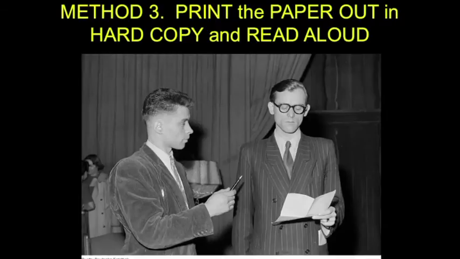Method 3, print the paper out in hard copy and read aloud. Usually, this method will enable you to spot careless mistakes, such as when you've omitted a key word. It's even better if you can get someone else to read your paper out loud to you, so that you're able to hear when a reader is getting stuck on a phrase that does not make sense. Make sure to make corrections in writing as you go.